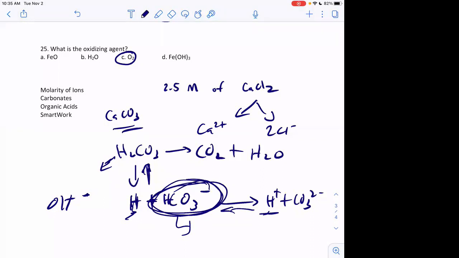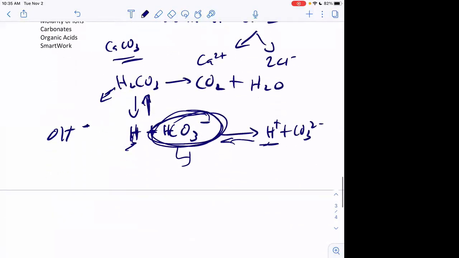I just want to point out acid-base characteristics of carbonates. Now, there's a question in the book, and I think it was Mary that asked me this one.